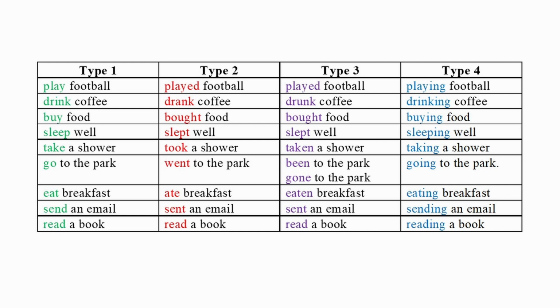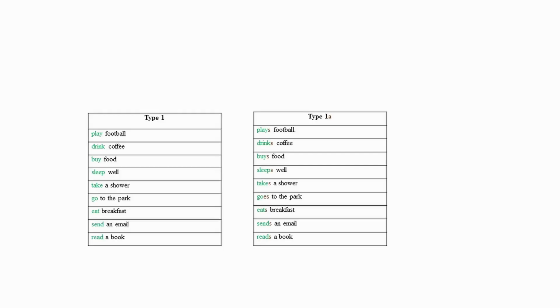Let's take one more. Take a shower, took a shower, taken a shower, taking a shower. Today we'll just be looking at type 1, type 2, type 3, and something called type 1A. If you don't know what type 1A is, here it is very quickly. Type 1A is basically with an S sound on it. Play football, plays football. Drink coffee, drinks coffee. Buy food, buys food.